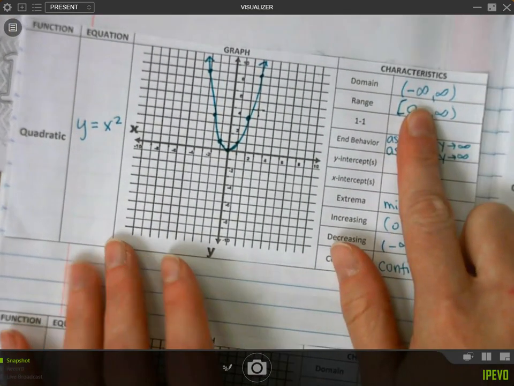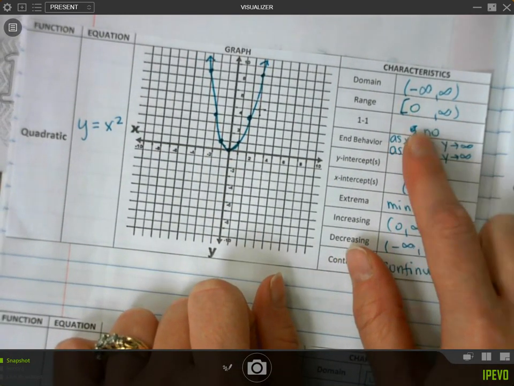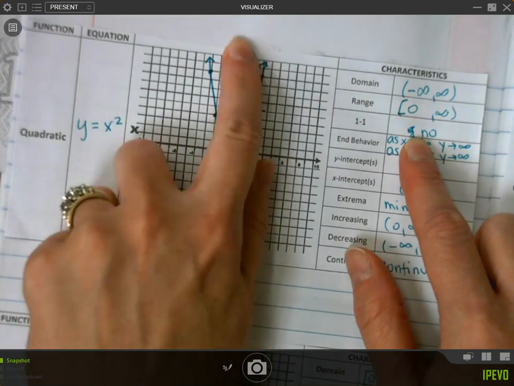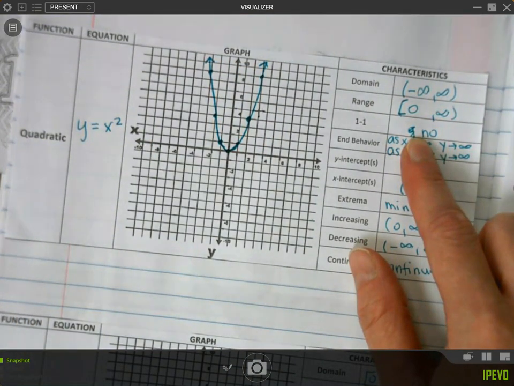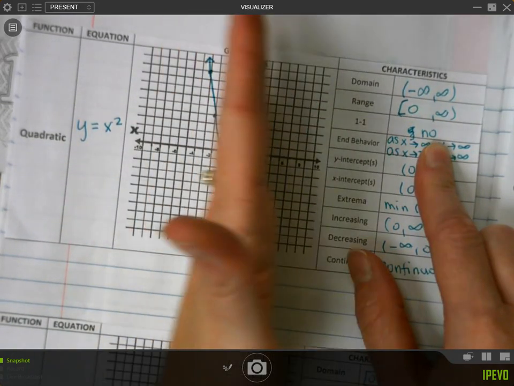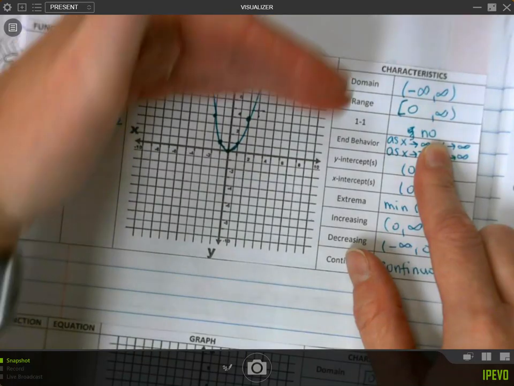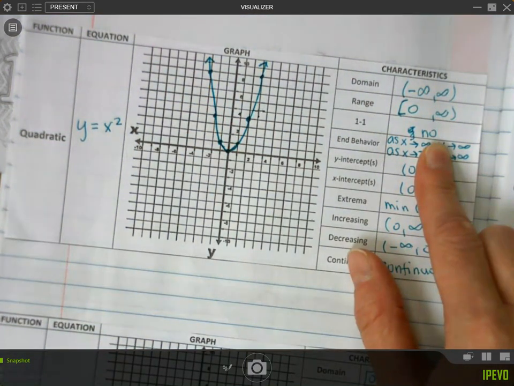All right, domain, because it goes forever left to right, is -infinity to infinity. The range starts at 0 and goes up forever. So 0 with a bracket to say 0 is a good number, to infinity. It is not 1-to-1. It passes the vertical line test. It does not pass the horizontal line test. Every x has only one y, but you cannot say that the other direction. Every y does not have only one x.